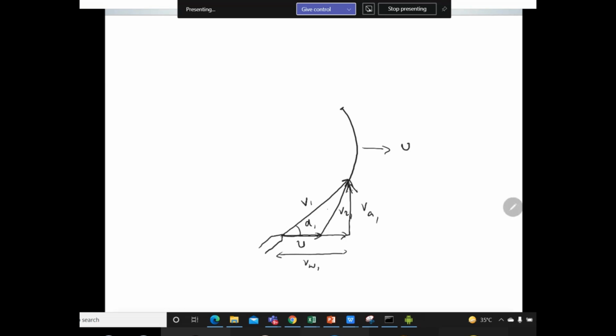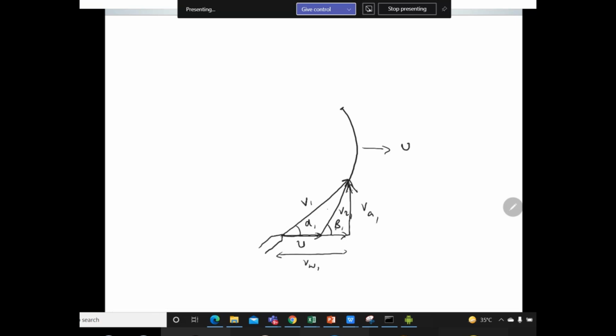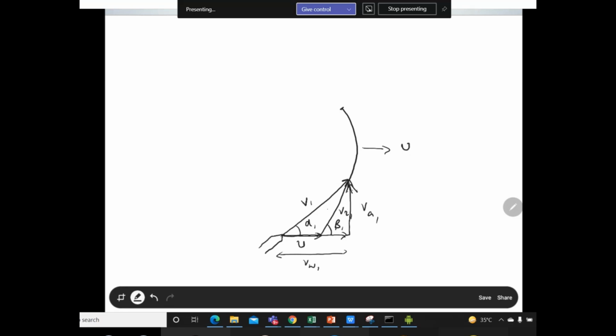The angle between the relative velocity VR1 and the whirl velocity is beta 1, which you can call the blade inlet angle. Alpha 1 is the nozzle angle, made by the absolute velocity with the tangent of the wheel at the inlet. So alpha 1 is the nozzle inlet angle and beta 1 is your blade inlet angle. This is the velocity diagram at the inlet of your blade.